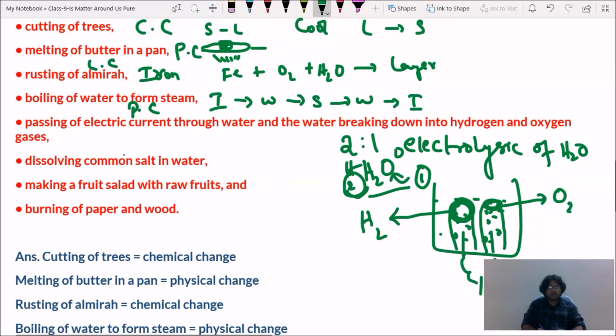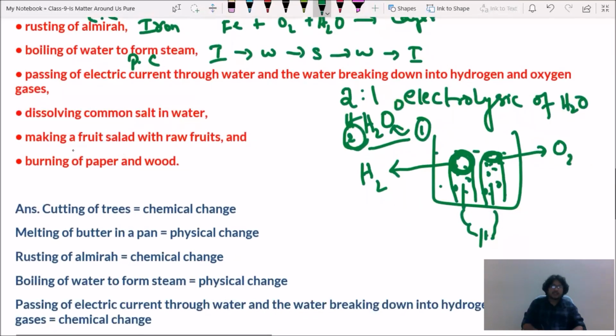And if you do it again, can we convert oxygen and hydrogen to water? No. So that is a chemical change. Again, if you mix hydrogen and oxygen gas together, can we get H2O? We cannot make it. That's it.